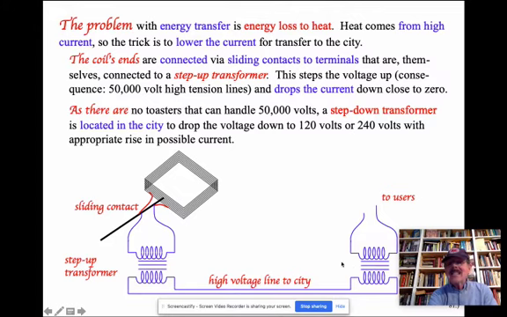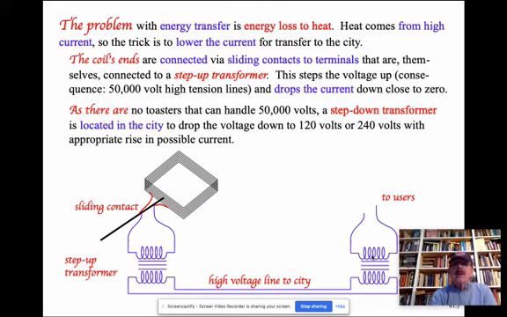Now, once they get to the city, they go ahead and they put what's come in through a step-down transformer because toasters can't handle 50,000 volts. And that pushes the current up. And so, lo and behold, you end up with the ability to power lots and lots of toasters out there with 120 or 240 volts.